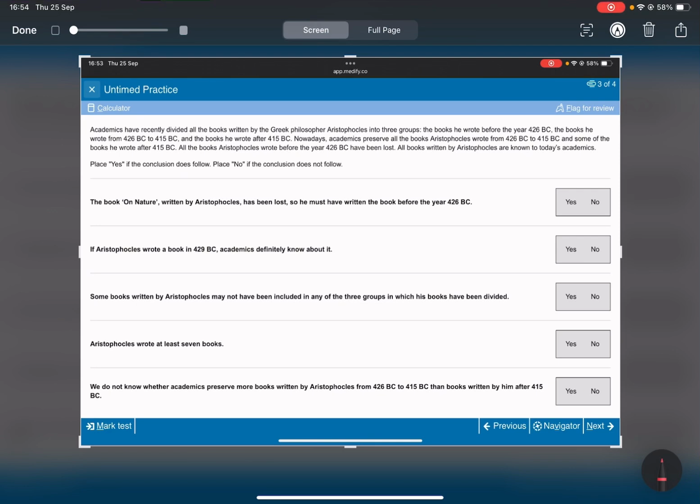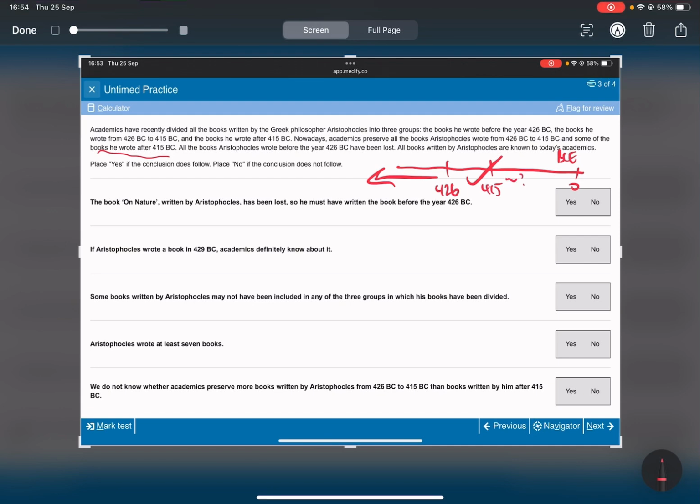All books written by Aristophanes are known to today's academics. Well, it says some of the books he wrote after 415. So all the ones before 426, and sometimes it's a bit trippy to think about, but this is 426, this is 415 on like a map, on like a timeline. So all of these ones are definitely lost. All the ones here are preserved in this gap, and it says they've also preserved some of the books he wrote after 415, so some of these are preserved.